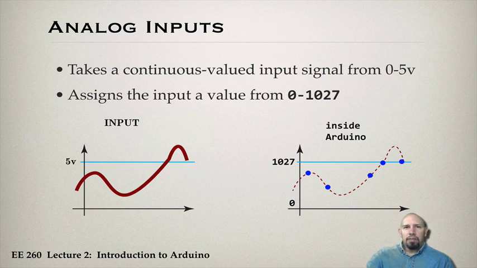Analog inputs. So basically an analog input takes a continuous valued input signal from 0 to 5 volts, and as it brings in the value, it assigns it an input value from 0 to 1027. So basically it's a 10-bit value. Okay, so if, for example, this were the input voltage that's coming in, this signal is coming from some kind of sensor.